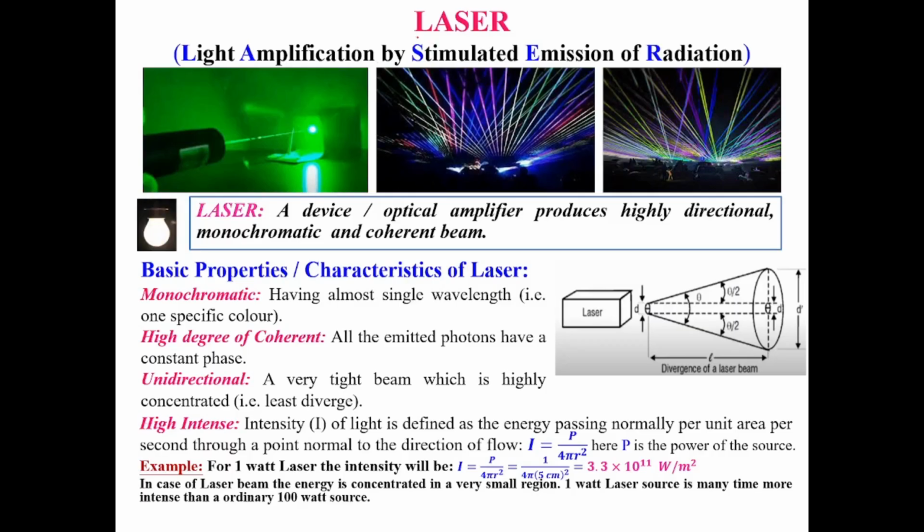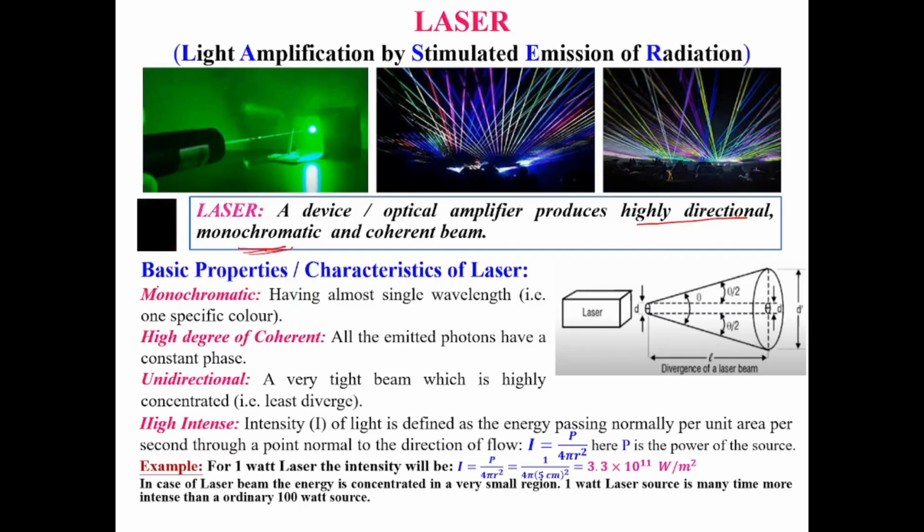Here, laser stands for light amplification by stimulated emission of radiation. Amplification means we have to amplify or increase by stimulated emission of radiation. What is the meaning of stimulated, we are going to discuss in this class itself. A laser is a device or optical amplifier that produces a highly directional, monochromatic and coherent beam. Any laser source can produce such a beam, and it has many applications that we are going to discuss in a separate video.